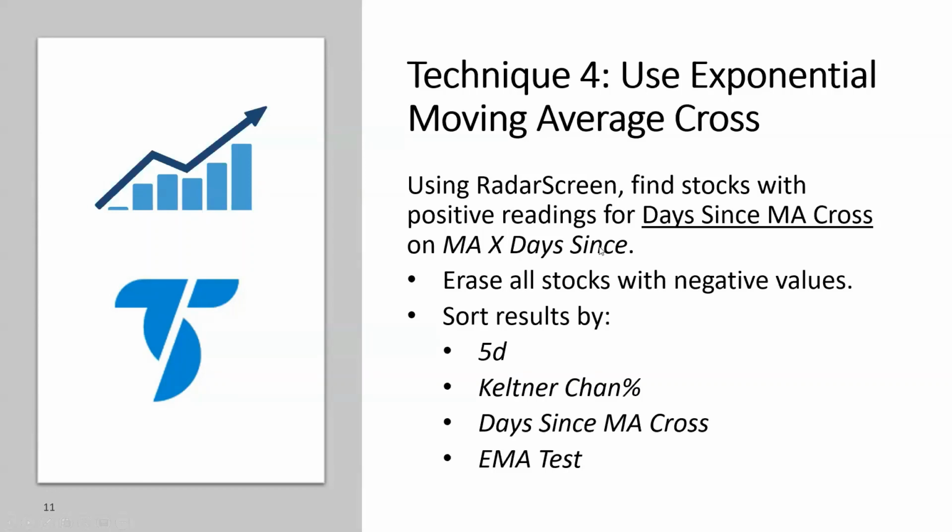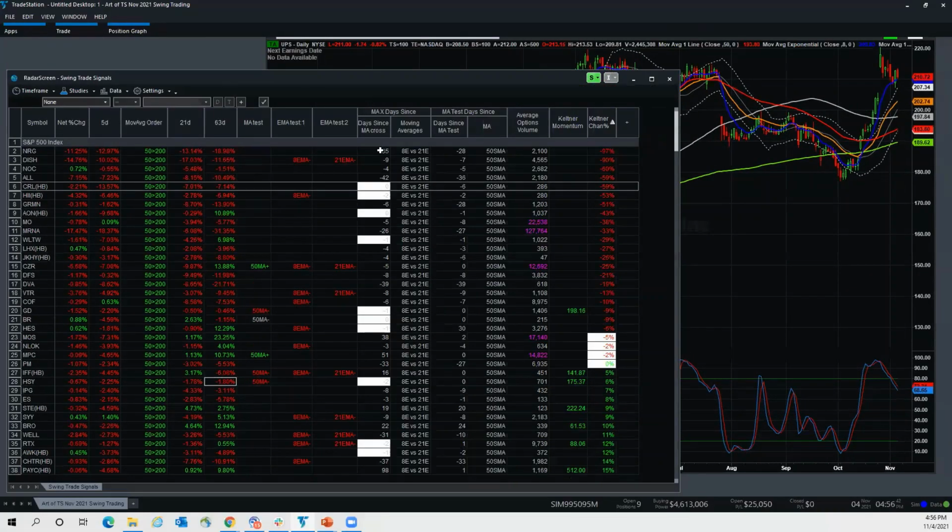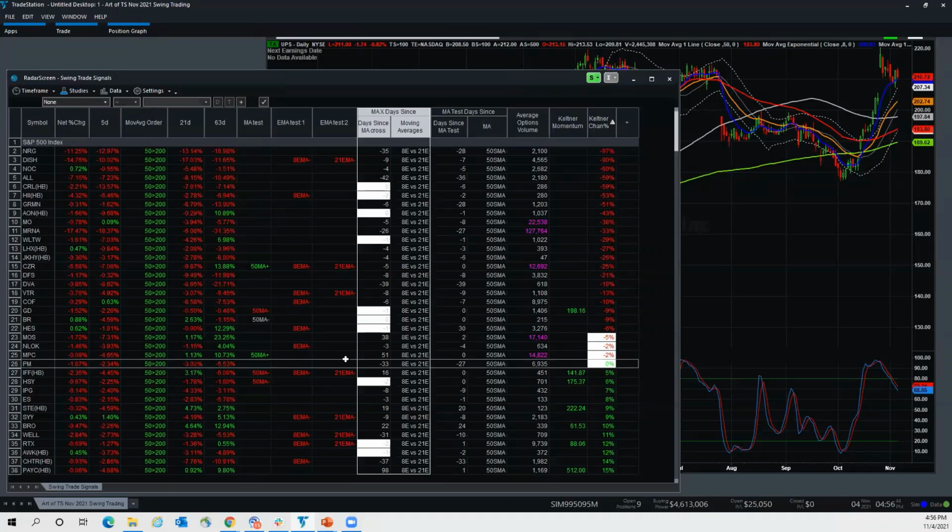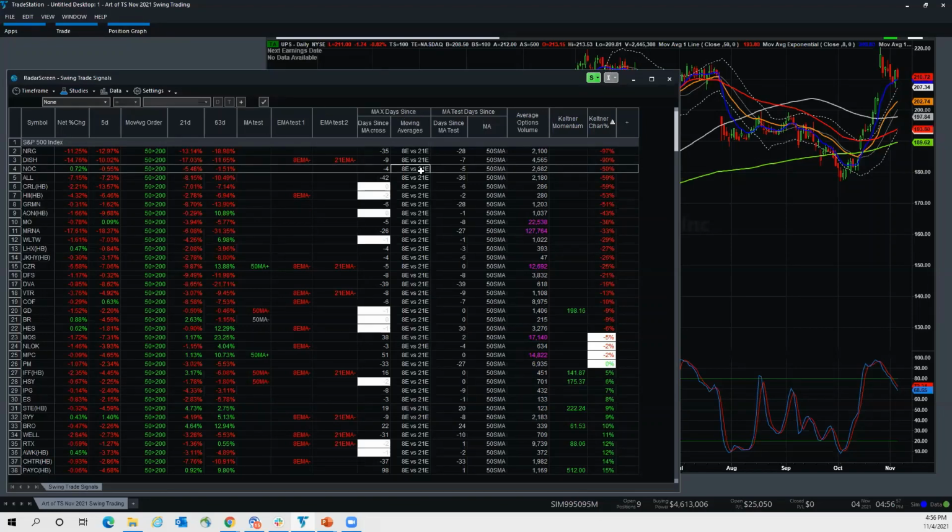These names are not always super beautiful, but I try and keep them clear so I know what I'm looking at. MAX days since, this indicator here. Now, this is one of my favorite indicators that I've created for you guys. And what it does is it tells you how many days since a moving average crossed another moving average. In this case, it has the 8-day and the 21-day, which a lot of people use.